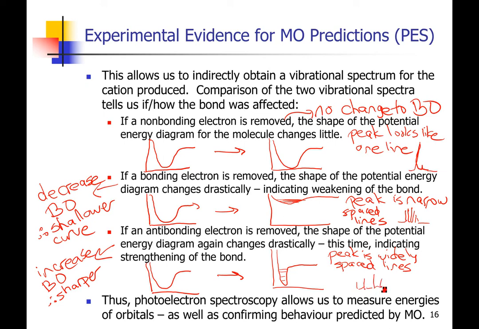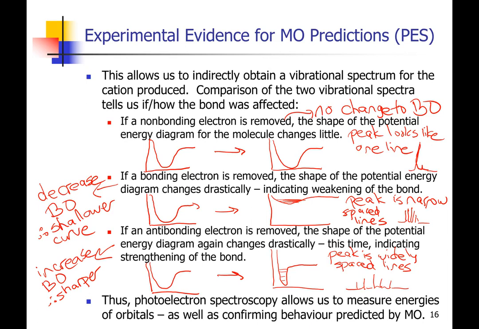And if you saw all three of those signals on the same spectrum, you would know that the one at the top up here that's just a line, that's the non-bonding. The one in the middle here that's got a bunch of narrowly spaced lines, that's the bonding. And the one down here that's got those lines all spread out, big spaces, that's your antibonding.